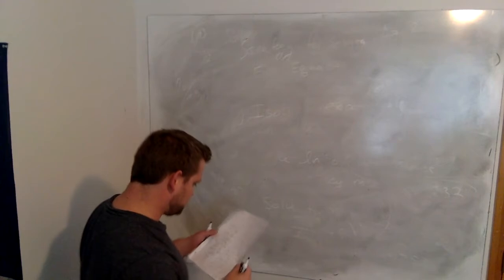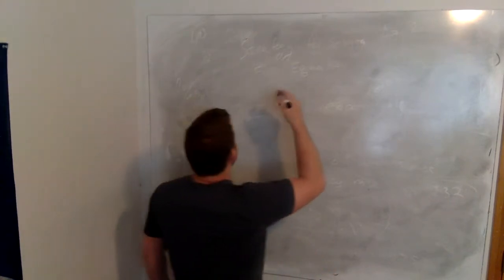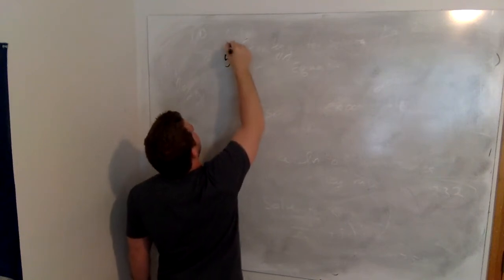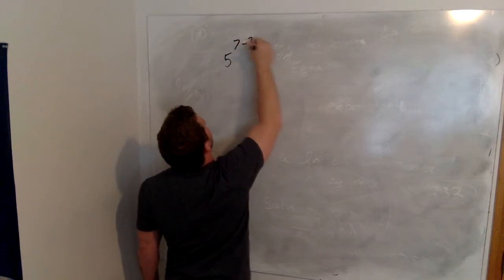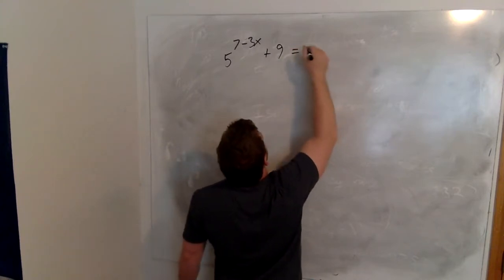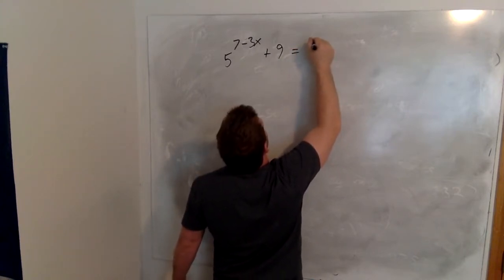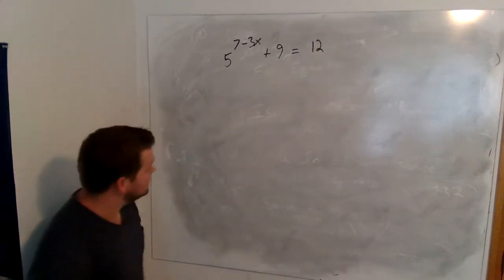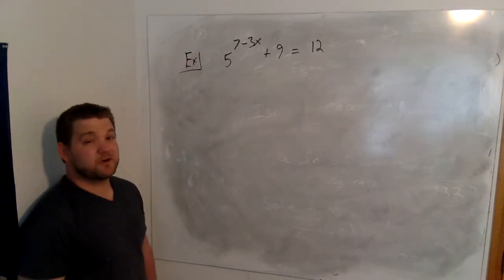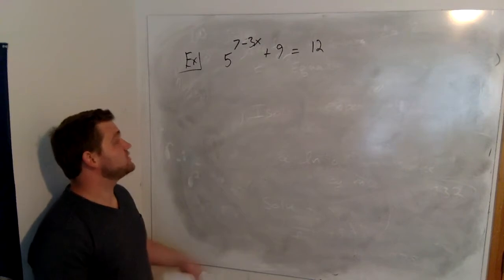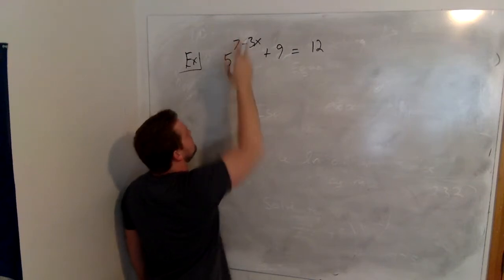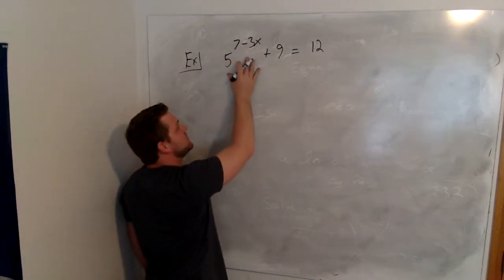Okay, so let's say, for example, that we want to solve 5 to the 7 minus 3x plus 9 is equal to, let's say, 12. Here is an exponential equation. The first thing we want to do with this exponential equation is try to isolate the exponential. That's this piece right here, the 5 to the power of 7 minus 3x. I would like this piece to be isolated on one side.